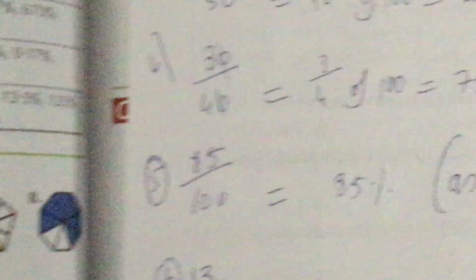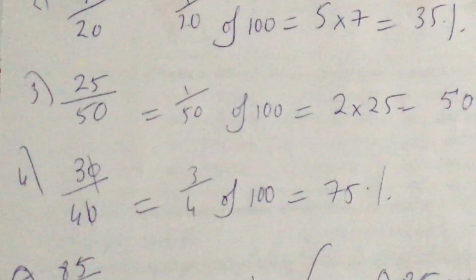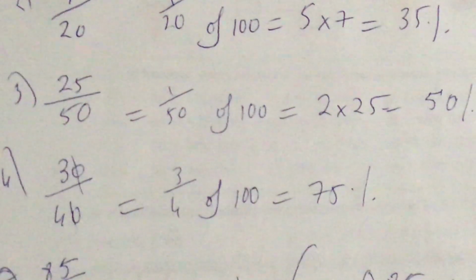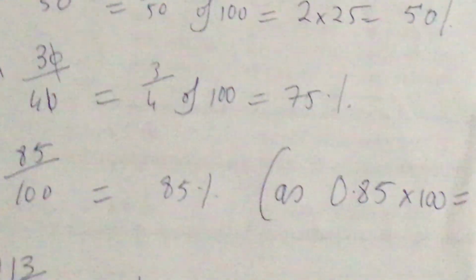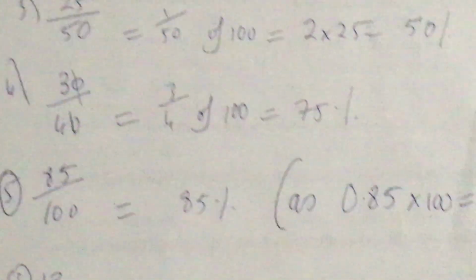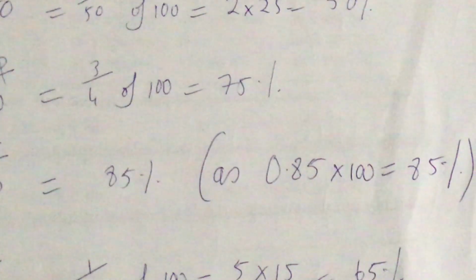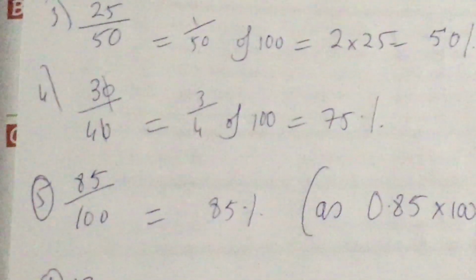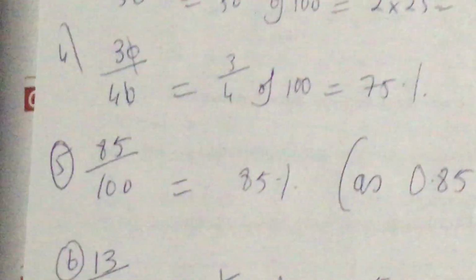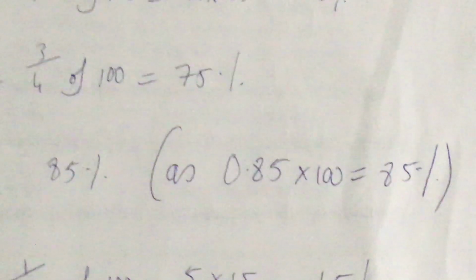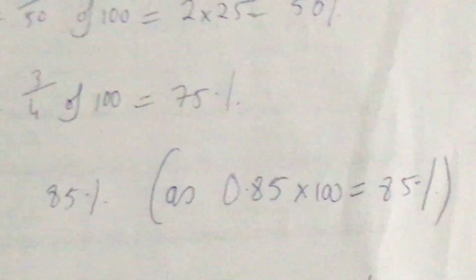Again, 3/4, if you wanted to do it the way they have it in the book, you multiply 4 by 25 to make 100, and then what you do to the bottom, you do to the top, 3 by 25, which is 75 out of 100, which is 75%. 85 out of 100, these are ones you have to learn off, really. So 85 out of 100 is 85%, okay? Because it's 85 hundredths, as 85 out of 100 is 0.85, and multiply that by 100 is 85%.